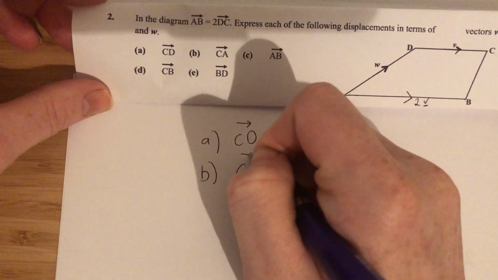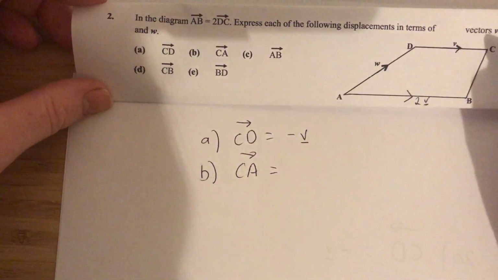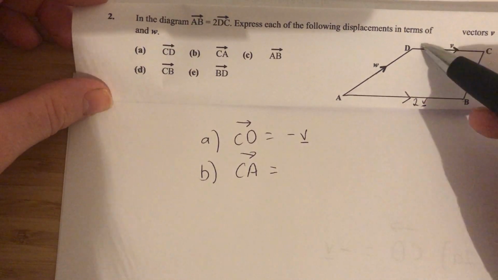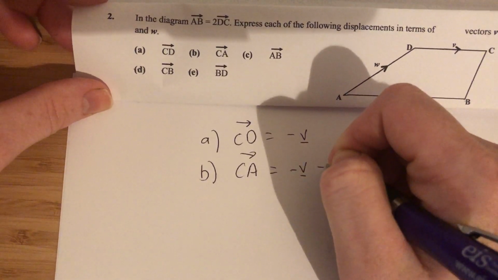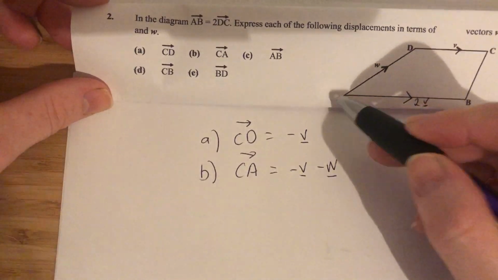C to A for the next one. So C down to A, we can only go along, we can't go this way because we don't know what that vector there is. So we have to go minus V minus W. The reason it's the minus is because we're going against the direction of the arrow.